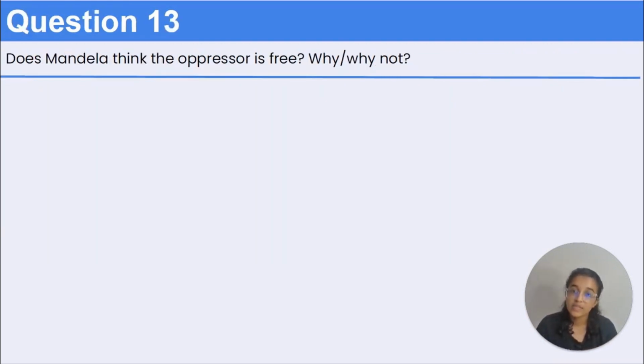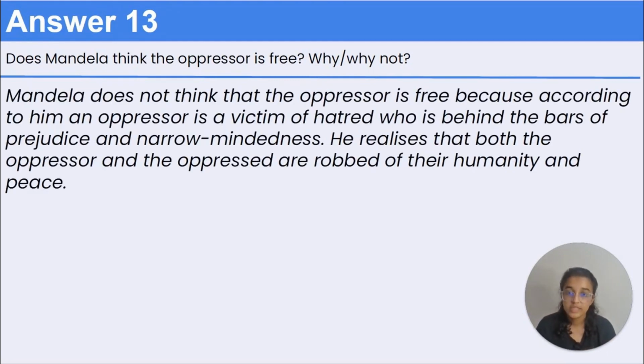Does Mandela think the oppressor is free? Why or why not? He does not think that the oppressor is free because according to him, the oppressor is a victim of hatred who is behind the bars of prejudice and narrow-mindedness. He realizes that both the oppressor and the oppressed are robbed of their humanity and peace.